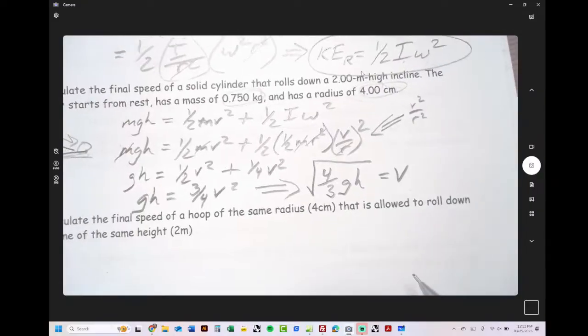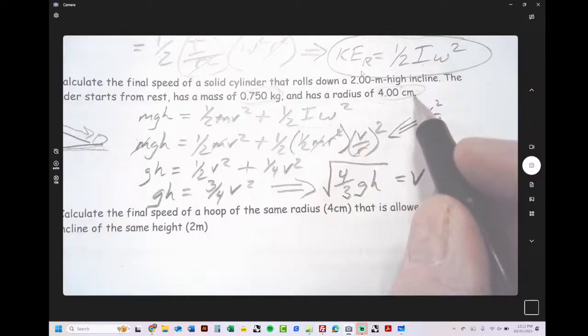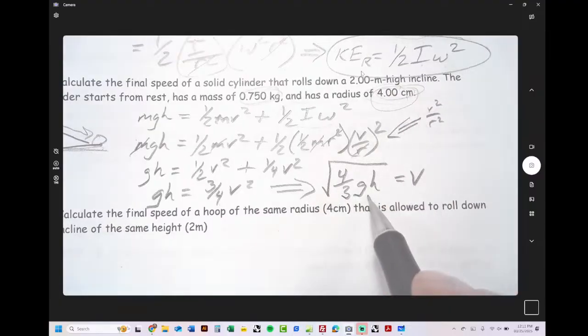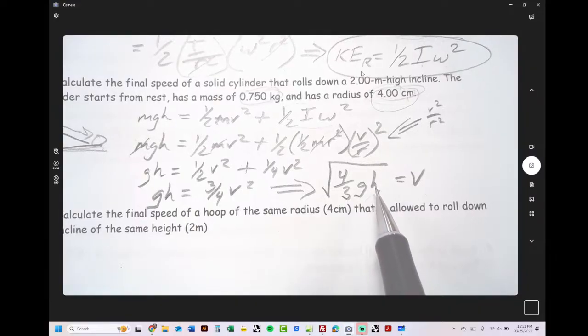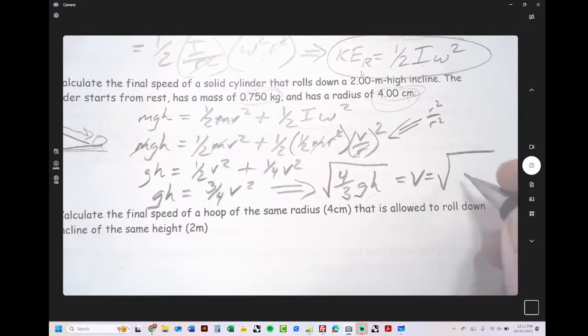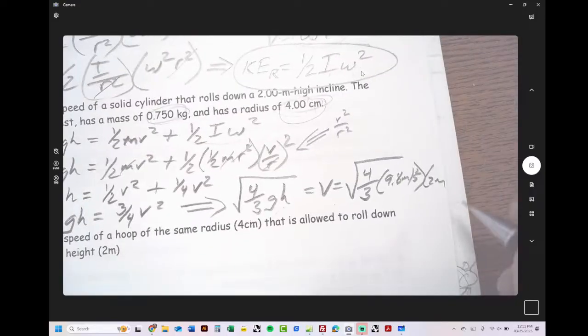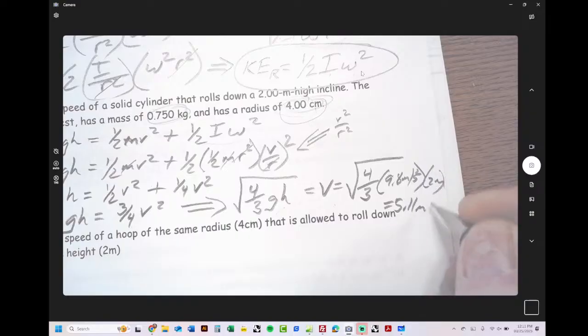So if I want to know how fast this cylinder is going at the bottom of the hill, it doesn't matter what the radius of the cylinder is. It doesn't matter what the mass of the cylinder is. Any solid cylinder of any mass, of any height, is going to get to the bottom of the hill at the square root of 4/3 times 9.8 meters per second squared times 2 meters, which is 5.11 meters per second.